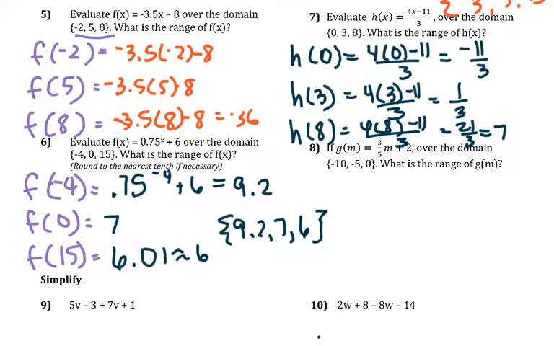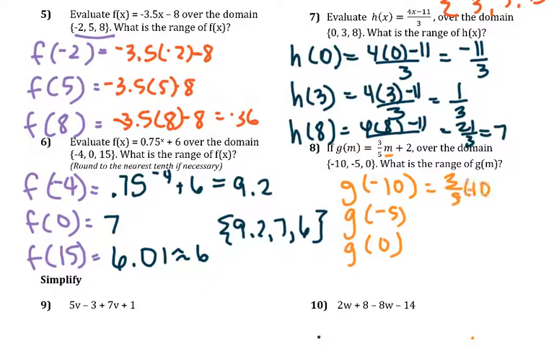Okay, for number 8, it says G of M is equal to 3/5 M plus 2. And so I'm going to evaluate over these three numbers. So G of negative 10. Notice that this one says G of M, and that means that my variable is M this time. I'm going to do G of negative 5 and G of 0. So when I put the negative 10 in, so 3/5 times negative 10 plus 2, that comes out to be negative 4. I'm going to put my range right down here, so negative 4 will be my first answer.